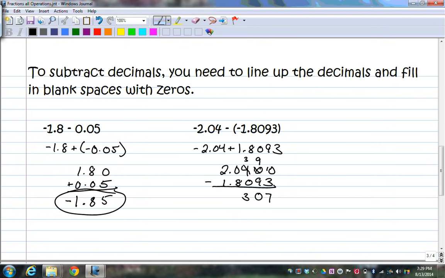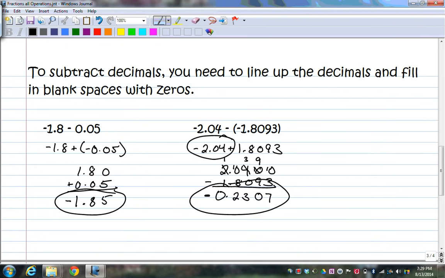And 0 minus 8 I can't do. I'm going to borrow again. That becomes 1. This is 10. 10 minus 8 is 2. And then in the front, 1 minus 1 is 0. Now, if I go back to the problem and I have negative and positive, what's the bigger number? This is the greater absolute value, so my answer is negative.